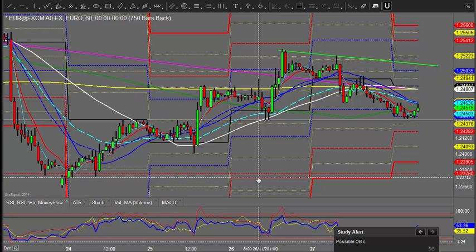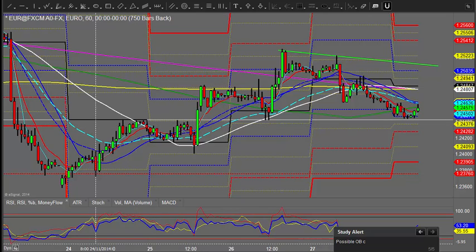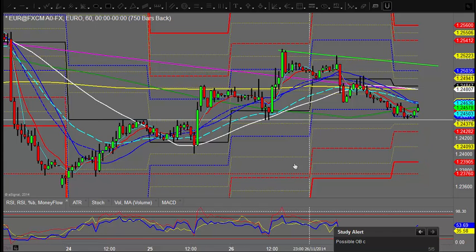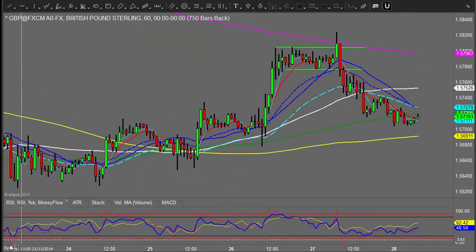Alternatively, if it cannot get back and it rolls below my trend line here, it's quite a significant line in the sand. We had quite a lot of support and resistance across this level. If we see that broken, then we probably see further continuation to the downside. So very simple there.